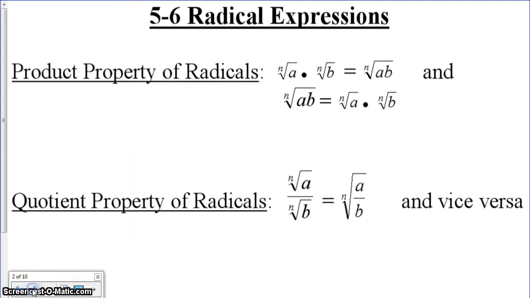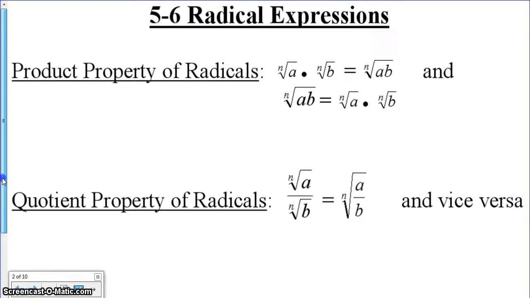Moving on from there, we're going to talk about the product property of radicals. With our product property, what it's saying is that if you have a common root, you can multiply the two numbers underneath that radicand so that you can have that common root with your terms together. Or you could separate it. You could take your two terms from inside the radicand and put them underneath separate radicals.